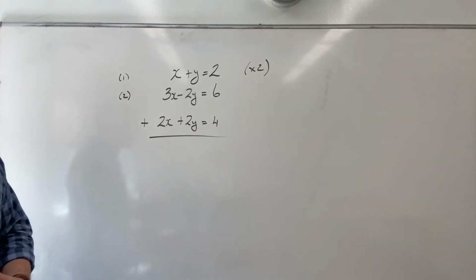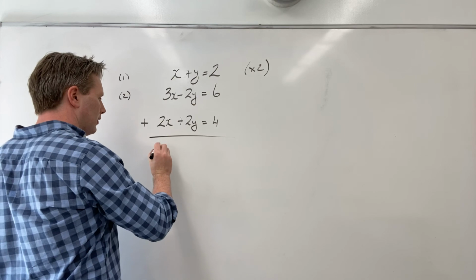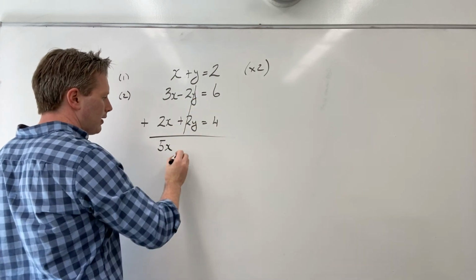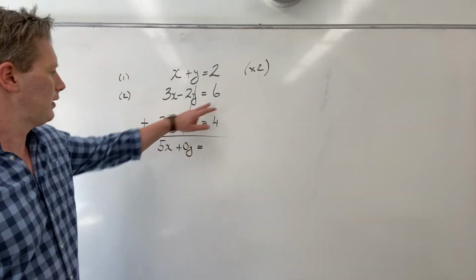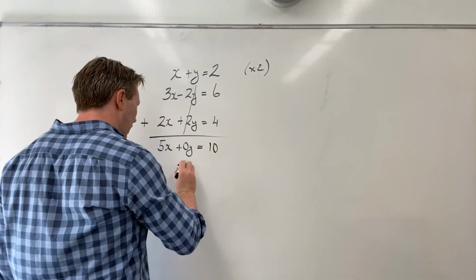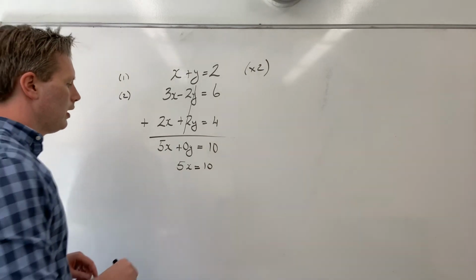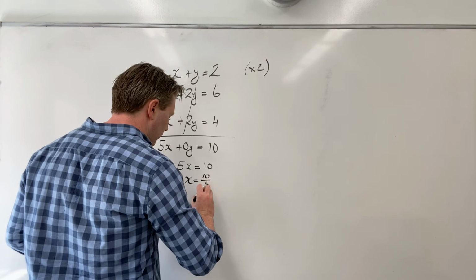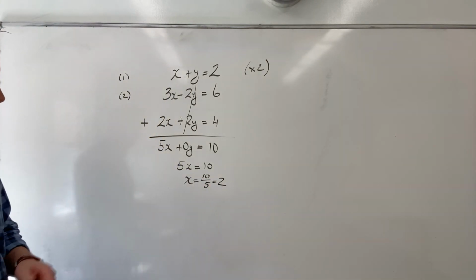So I'm going to go from two equations with two unknowns to one equation with one unknown. So 3x plus 2x is 5x, minus 2y plus 2y, well, they cancel. I'll just write 0y, omit that if you like. And 6 plus 4, that's 10. And so I'm left with 5x is equal to 10, one equation with one unknown. And so dividing both sides by 5, I get x is equal to 10 divided by 5, that's 2. All right, so that's my x value.